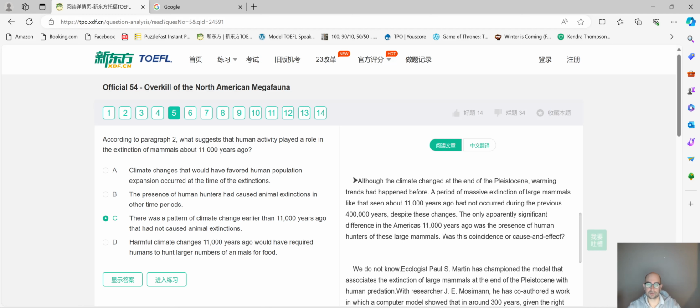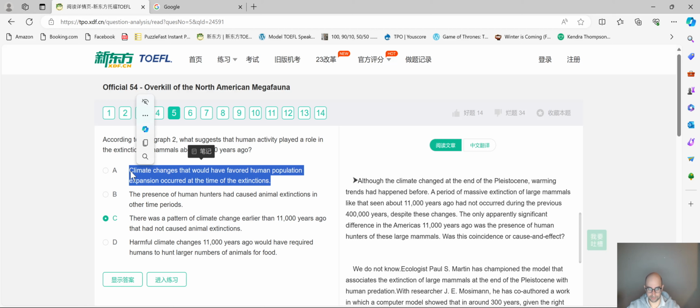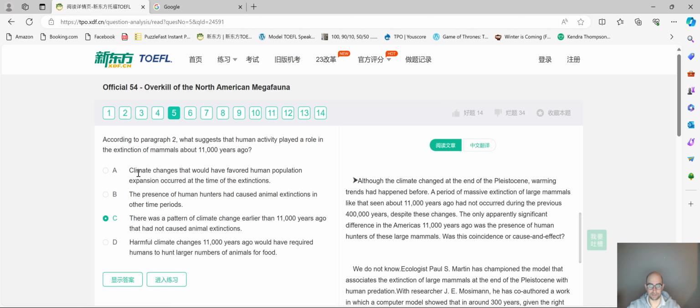Okay, so based on what I read, I can understand that the writer is suggesting that it could be a possibility, he's not saying 100%, that people were responsible for the extinction of these large mammals, okay? Now I need to select a choice that has pretty much the same meaning. So choice A: climate changes that would have favored human population expansion occurred at the time of the extinction. This is the wrong focus. No, this is not what I understood after reading that. That's not the point the author is trying to make.